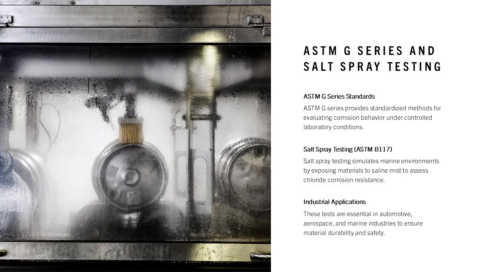Corrosion can compromise safety and durability. We'll examine ASTM-G series and salt spray tests, along with electrochemical methods for deeper insights. Corrosion resistance is a critical factor for materials exposed to harsh environments. ASTM-G series tests provide standardized procedures for evaluating corrosion behavior under controlled conditions.